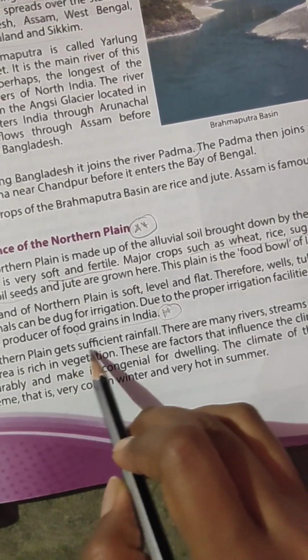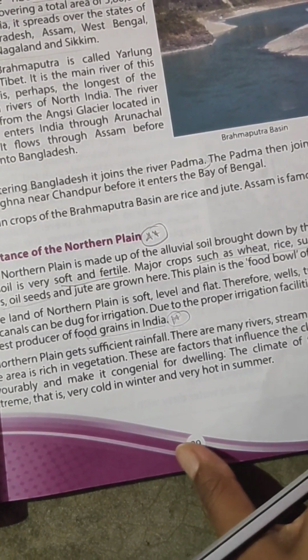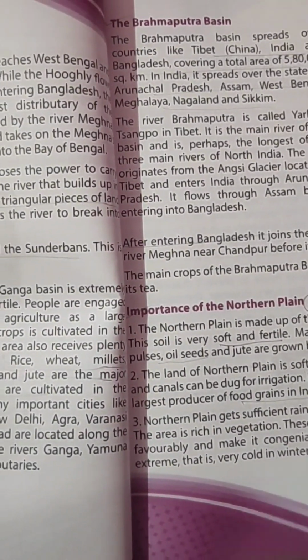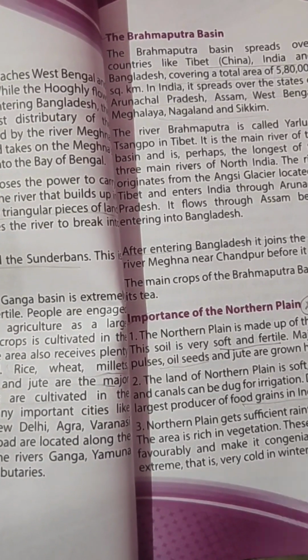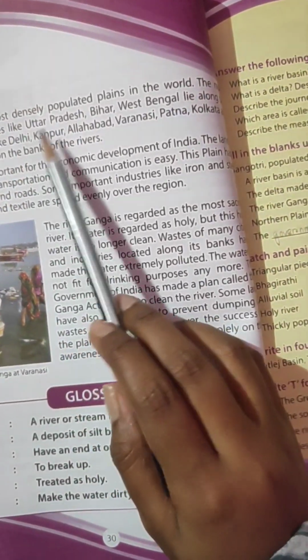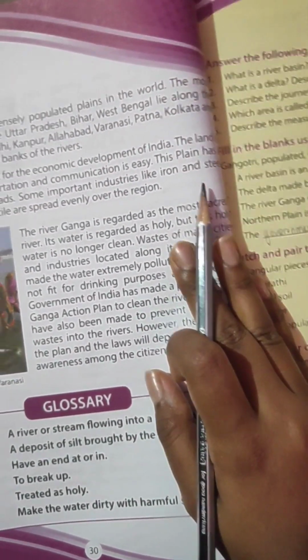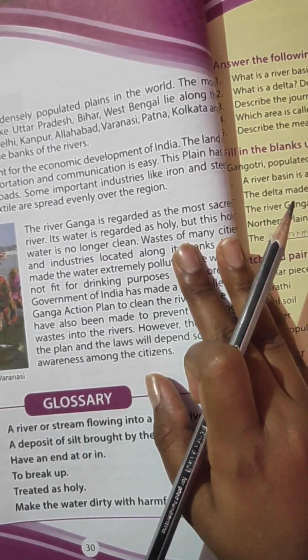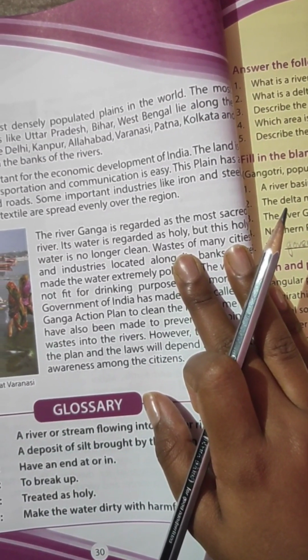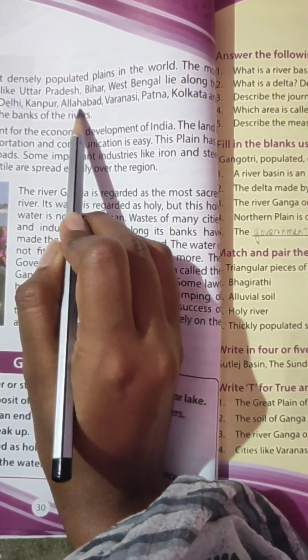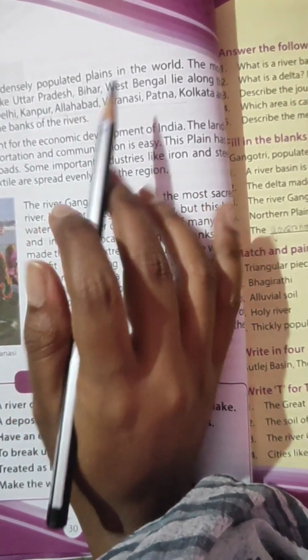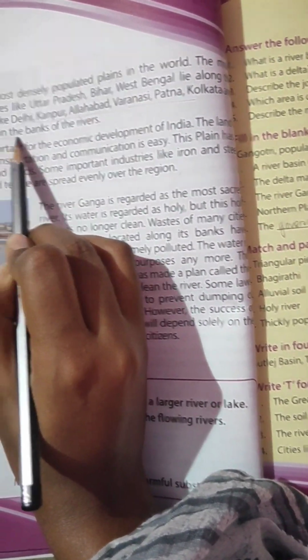Now see, northern plains get sufficient rainfall, which is very important for a good climate and also for irrigation and agriculture. See, this is one of the most densely populated plains in the world. The densely populated states Uttar Pradesh, Bihar, West Bengal lie along the northern plains. Cities like Delhi, Kanpur, Allahabad, Varanasi, Patna, Kolkata, and Guwahati are situated on the banks of the rivers.